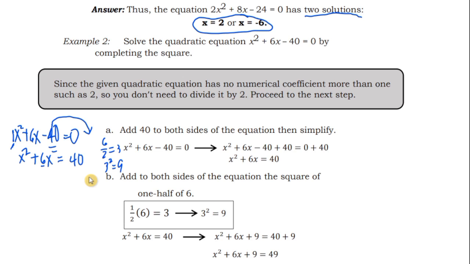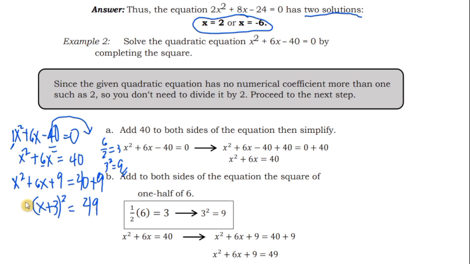Therefore, to make x squared plus 6x a perfect square, we're going to add 9 to both sides of the equation, the left side by 9 and the right side by 9. Where do we get the 9? From the process we did previously: 6 divided by 2 is 3, and taking the square of the quotient gives 9. That is why we add 9 to both sides. So x squared plus 6x plus 9 is now the perfect square of x plus 3. The factor of that is the quantity x plus 3 squared, and then we add 40 plus 9, so we come up with 49 as the result.